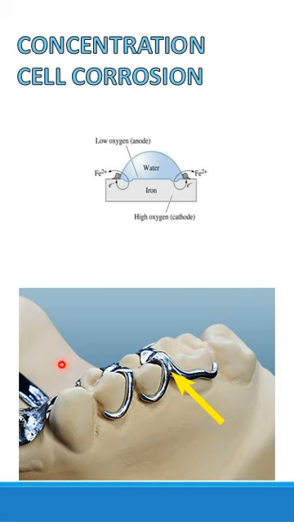Similarly, you can see a metal RPD will always have clasps, and in case of food accumulation in the interproximal area, you will have the electrolyte concentration change because of the food accumulation, and underneath the clasp will act as the anode, and the superficial portion of the clasp will act as the cathode. So underneath your clasp, corrosion will occur because of the negative potential. This change in the concentration of your saliva as well as the concentration of oxygen, because of which corrosion is happening, is called concentration cell corrosion.